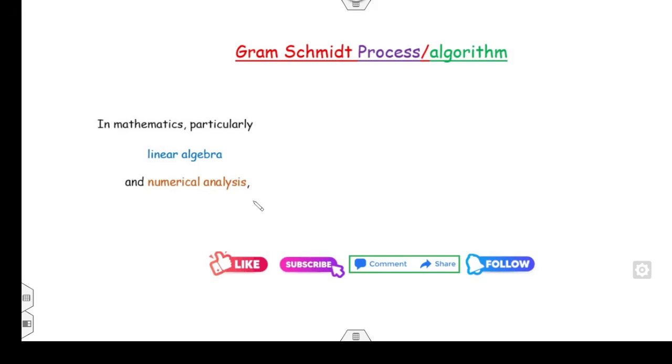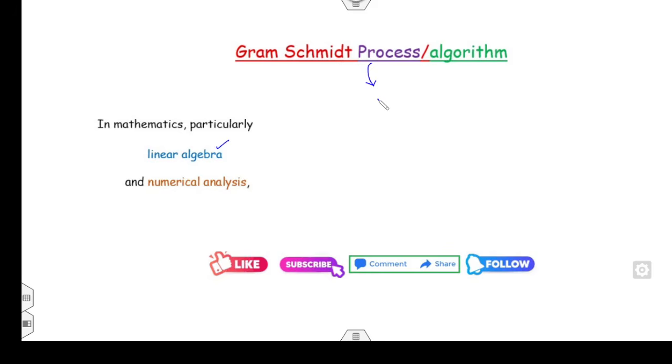Now, what is the objective of today's lecture? The Gram-Schmidt process is a most important topic in mathematics, especially in linear algebra and numerical analysis. What is the objective of this Gram-Schmidt process?